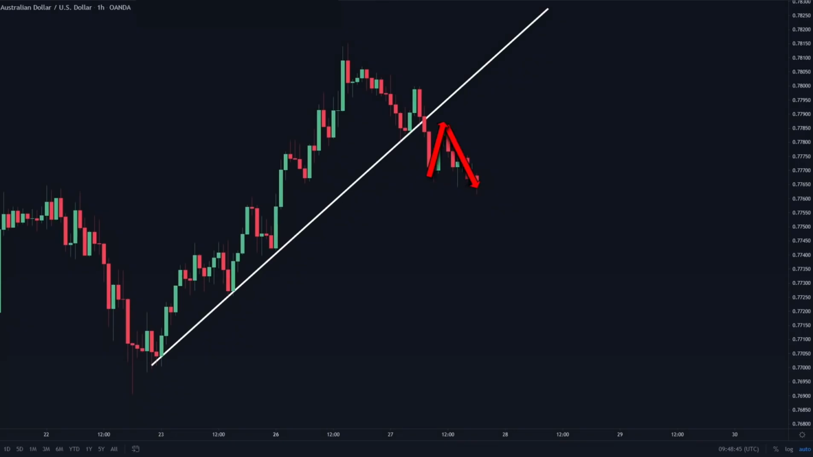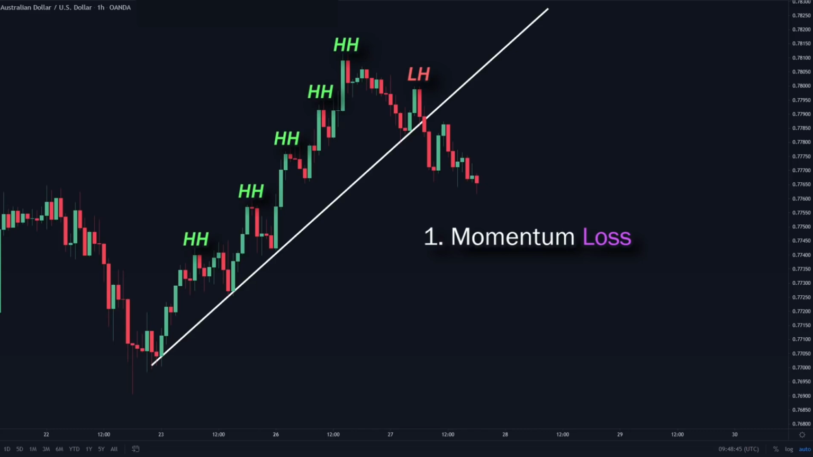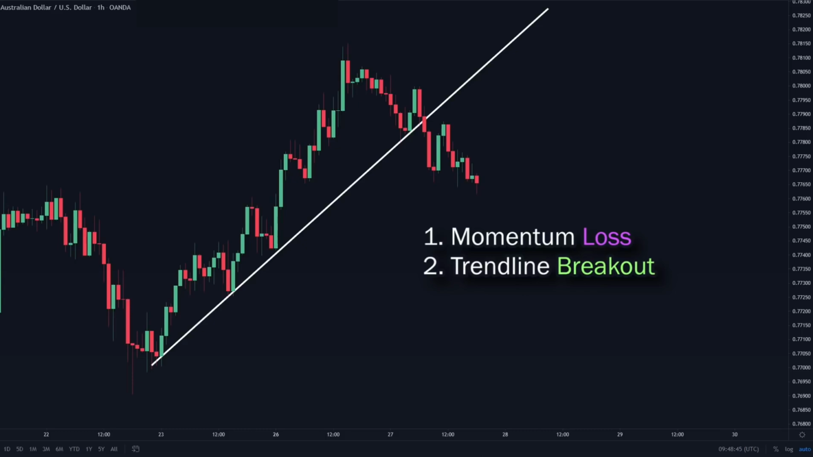Now notice what the price is currently forming. It formed lower highs and lower lows, which means we now have a current downtrend. So let's recap what we have currently. First, we have momentum loss indicated by the price failing to form higher highs. Then, we have a trendline breakout indicating that the uptrend structure was broken. And finally, we have a current downtrend because price is forming lower highs and lower lows.